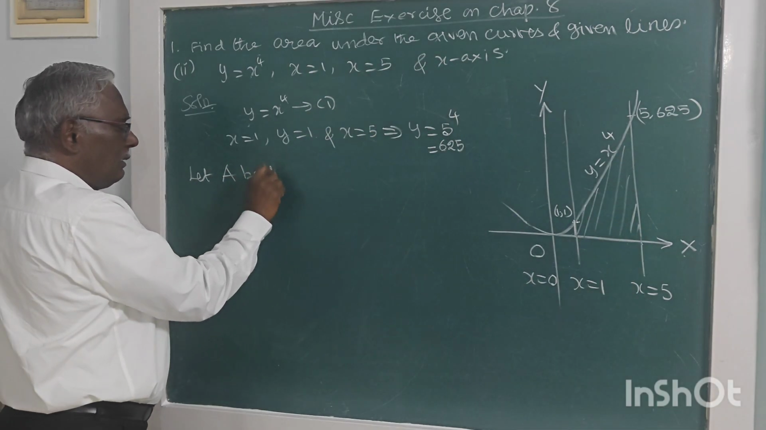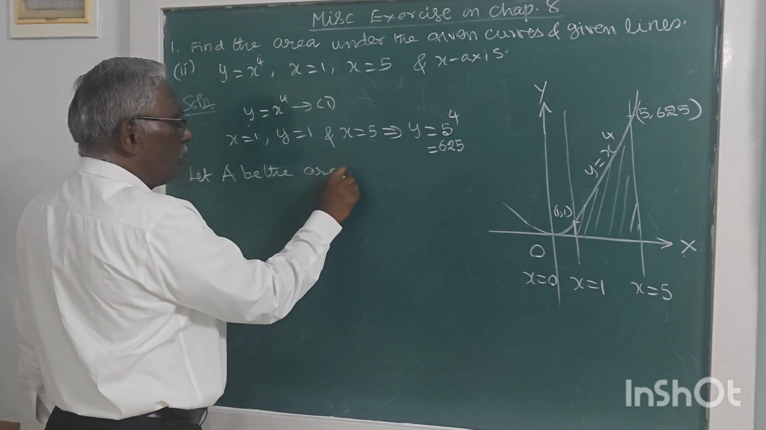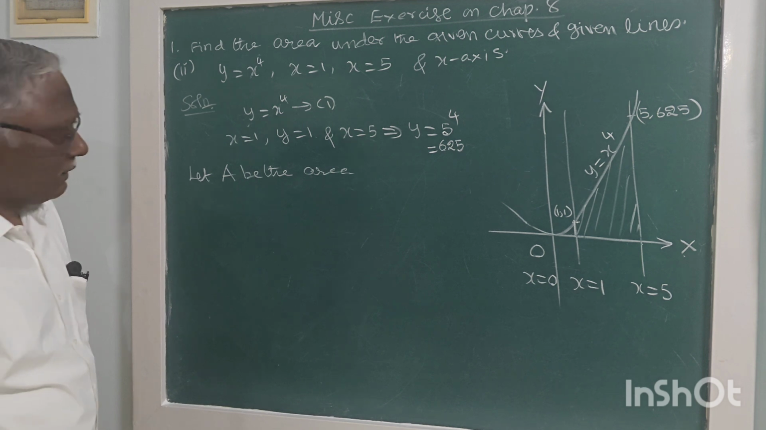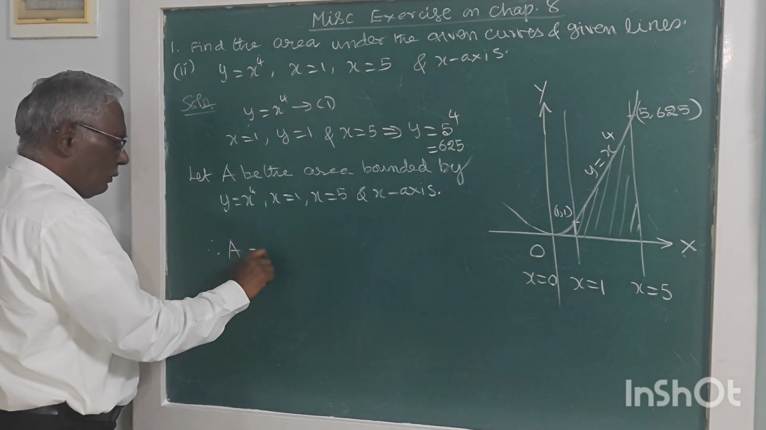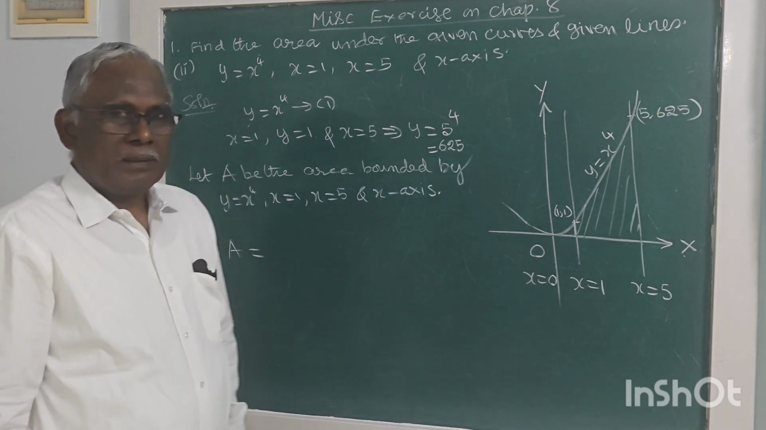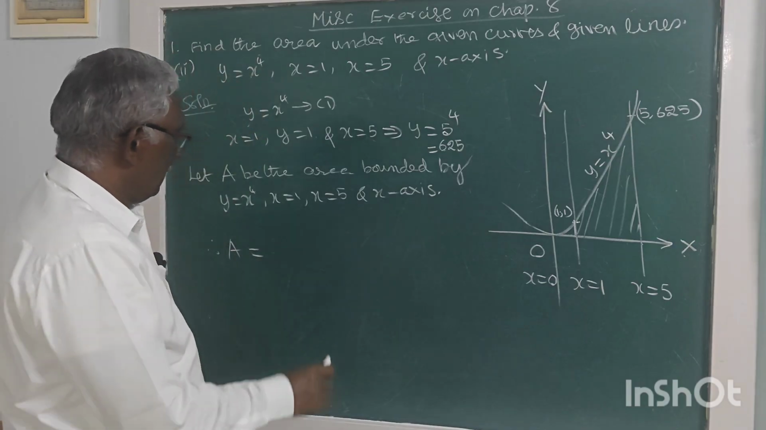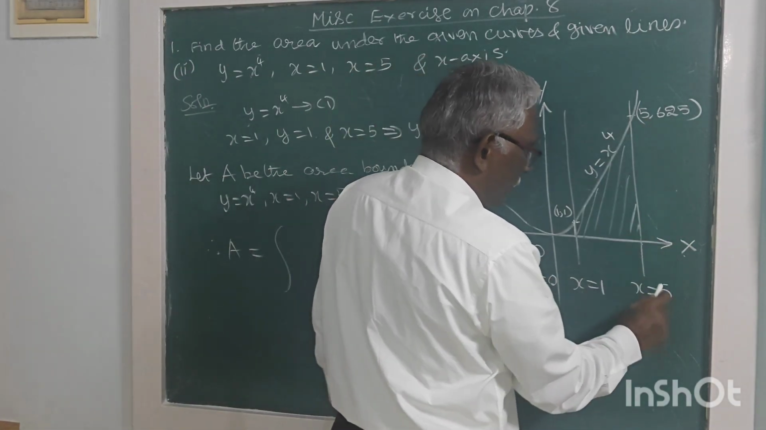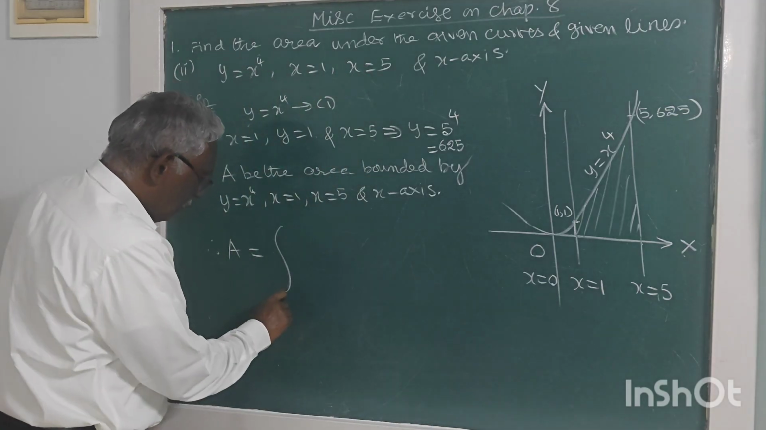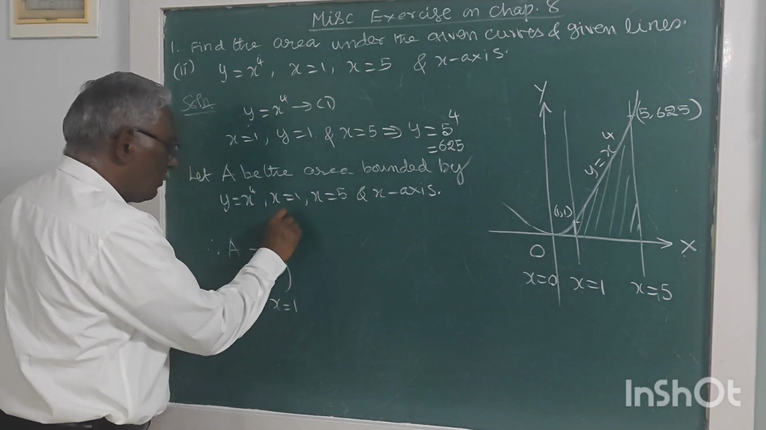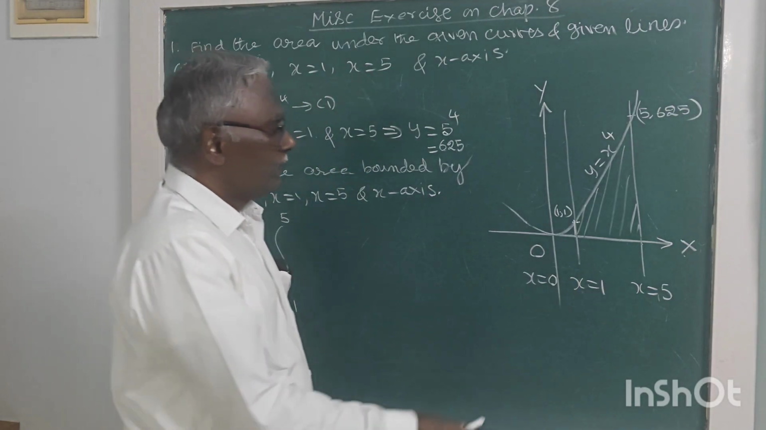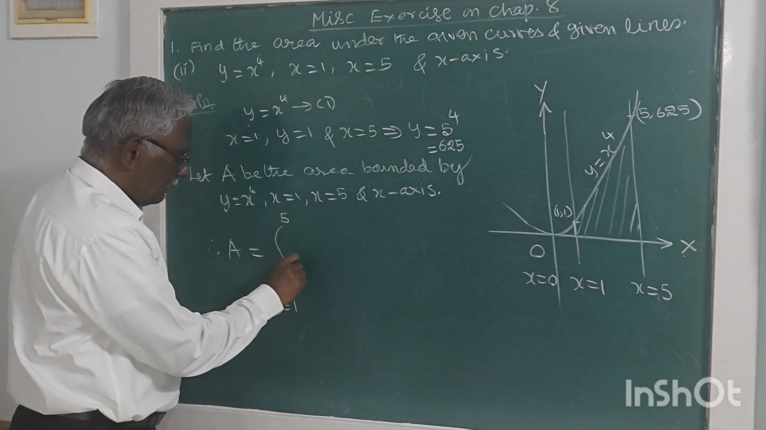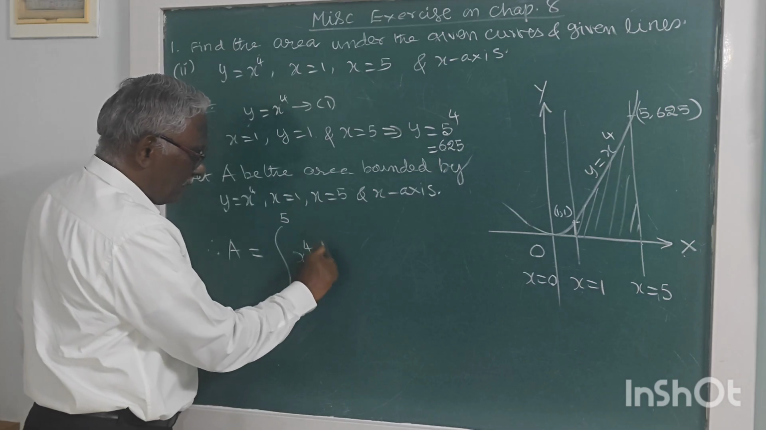Let A be the area bounded by this curve, x is equal to 1, x is equal to 5, and x-axis. A is equal to, now we have to see the limits of the definite integral. X is 1, x is 5. So that is x varies from 1 to 5. And the equation of this curve is y is x power 4. So x power 4 dx.